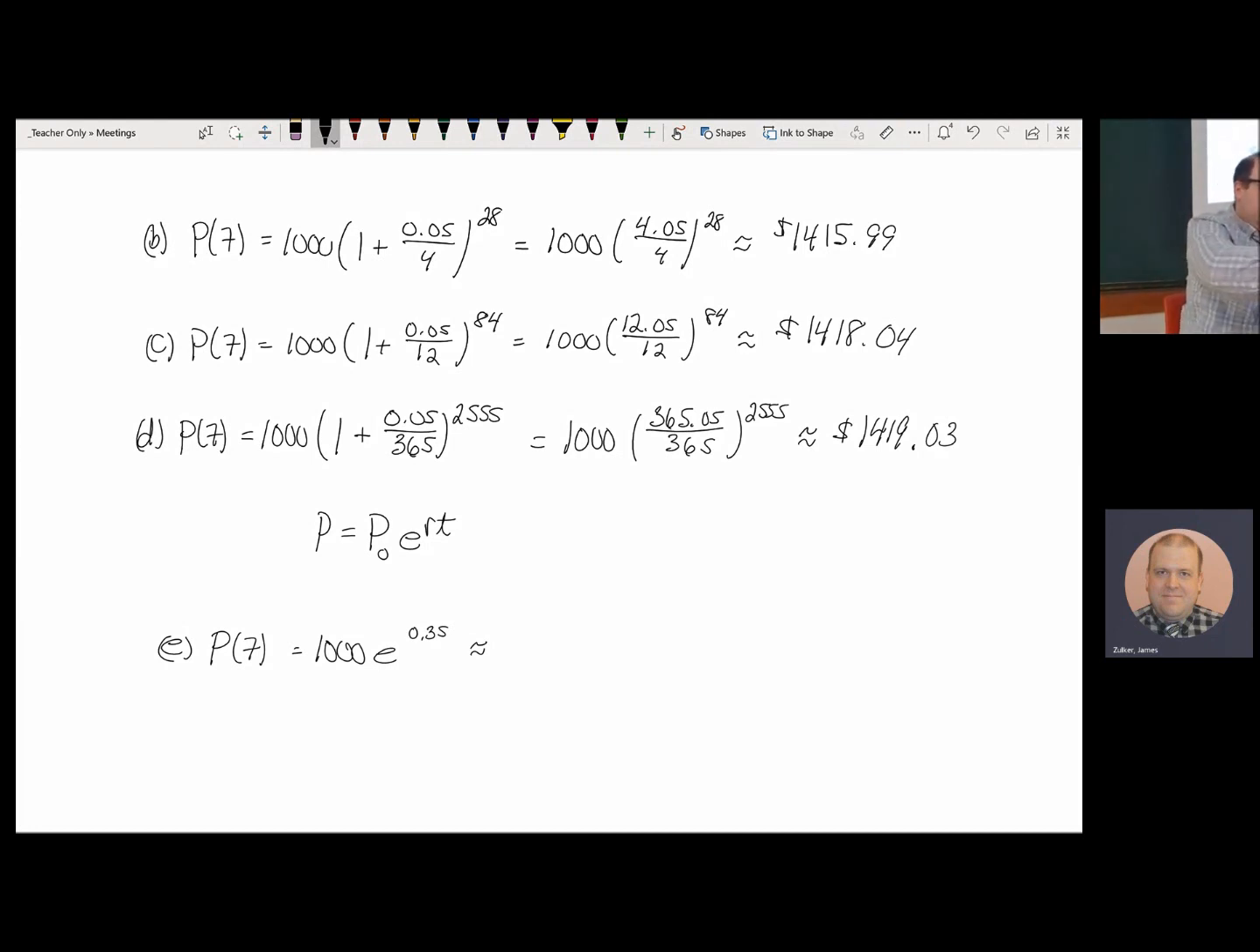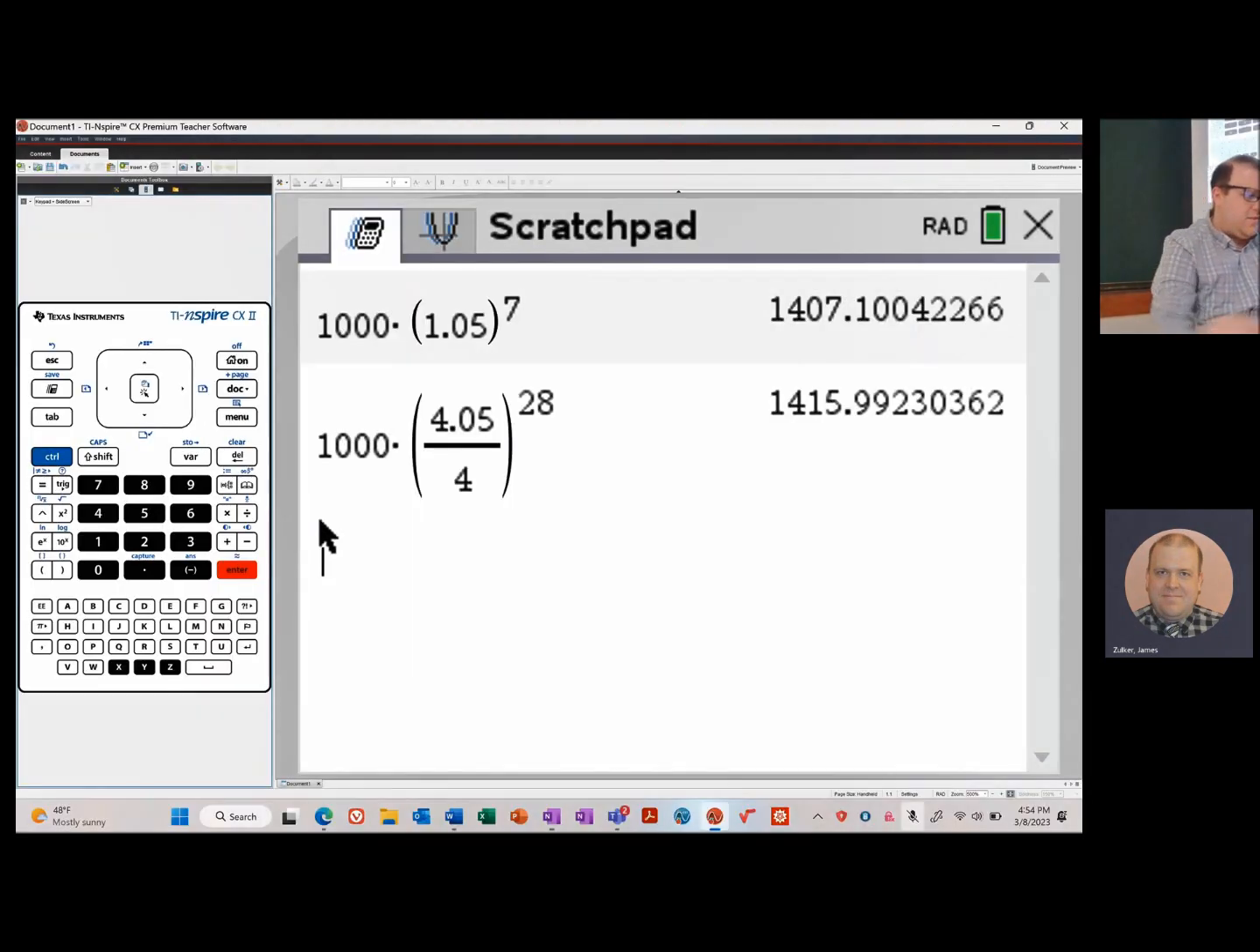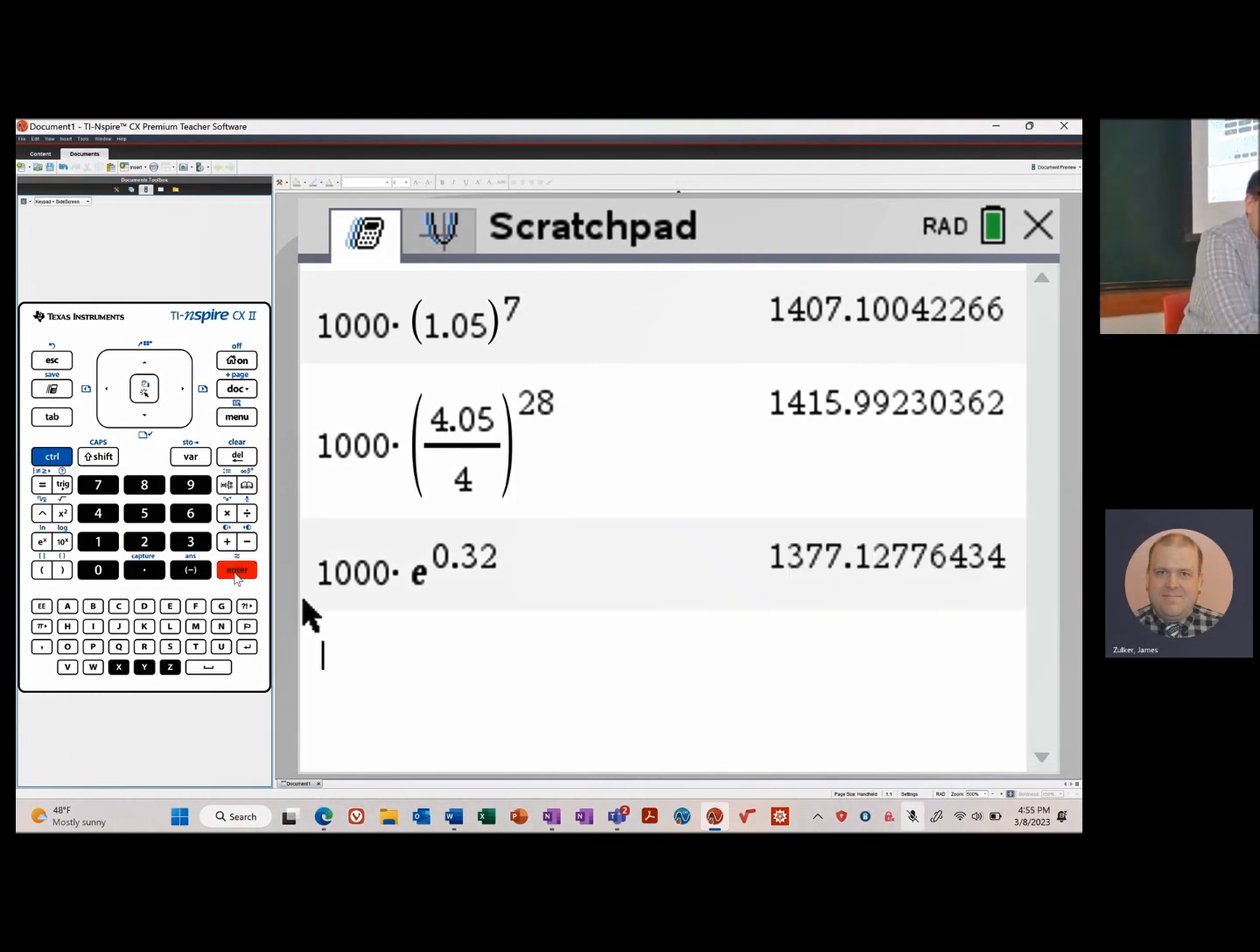This one I will show. To get base E, do not use the approximation of 2.71. There is an e to the x button on your calculator. You use that. And hit enter. Oh, wait, I did 0.32. It should have been 0.35.